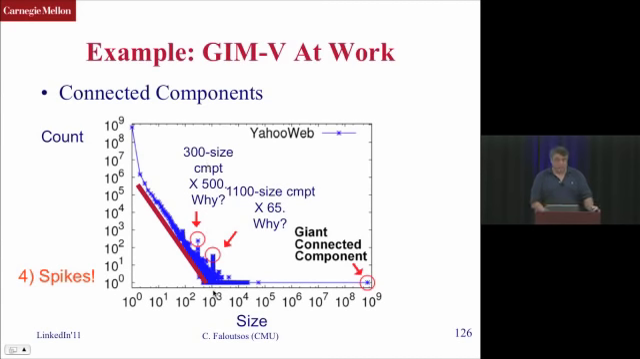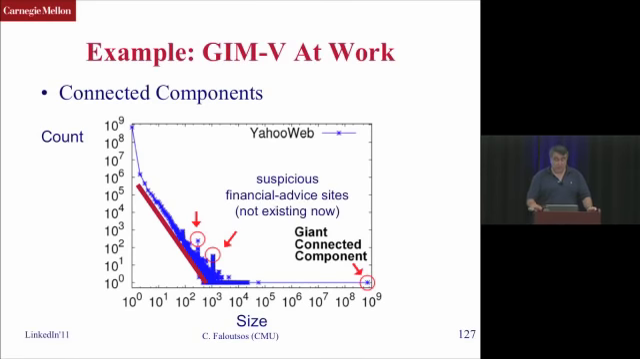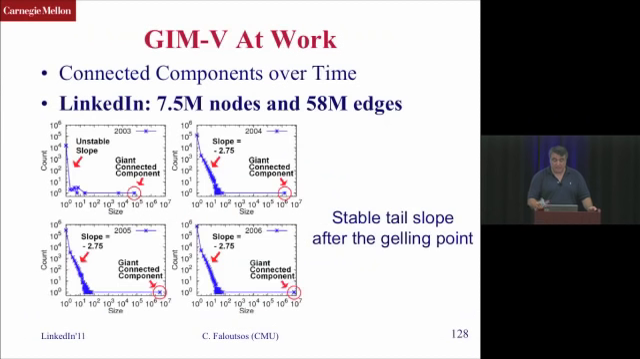Here, at size 1,100, there are 65 disconnected components with exactly this size, too much of a coincidence. Further inspection showed that these websites are financial advice websites, probably phishing websites. They don't exist right now. Or there were other suspicious sites, probably created by a cookie cutter situation. I was an unscrupulous web designer: here is a ready-made site to scam people. Here is a copy for you, here is a copy for you. 65 copies like that.